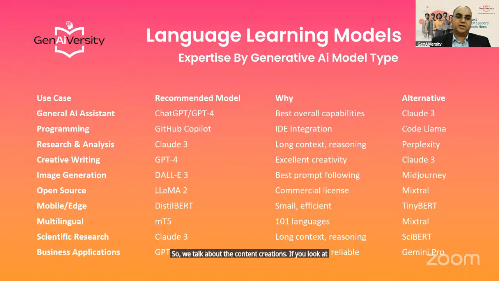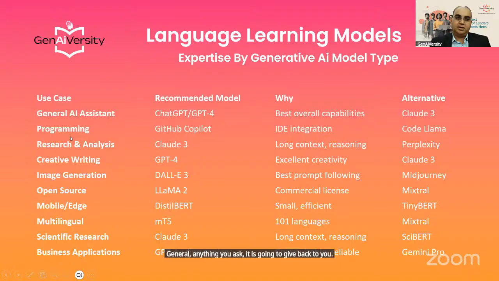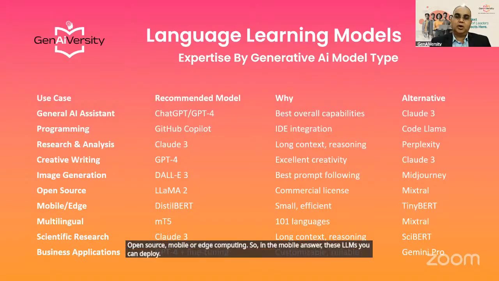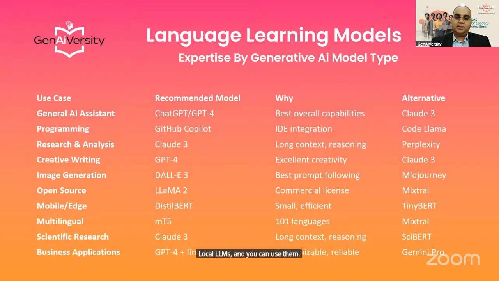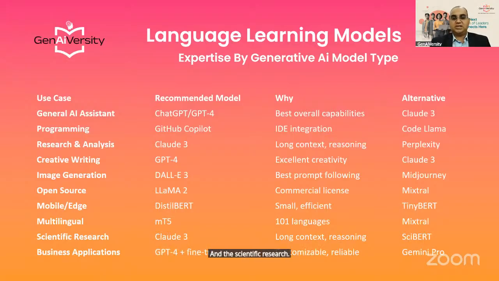So we talk about content creation. If you look at understanding of content in general, anything you ask, it is going to give back to you. Programming, research and analysis, creative writing, image generation, open source, mobile or edge computing. On mobile also, you can deploy local LLMs and use them as processors. And multilingual: it can support and interpret many languages. Then scientific research and also business applications. So these are the major functions of the language learning models.